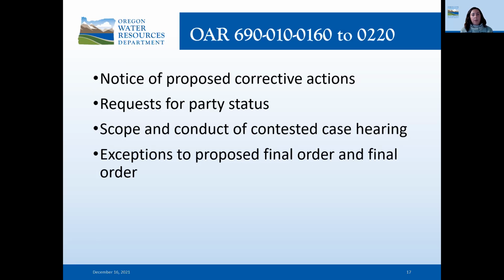The proposed rules also cover what is required to be included in the notice of proposed corrective action and the process for notification. The proposed rules provide a process for requests for party status, define the scope of the contested case hearing, and describe the conduct of the contested case hearing. There's also a section which provides for exceptions to the proposed order and outlines the requirements that must be met for those exceptions to be considered. And finally, the proposed rules describe the process for issuance of a final order and what that final order may contain.